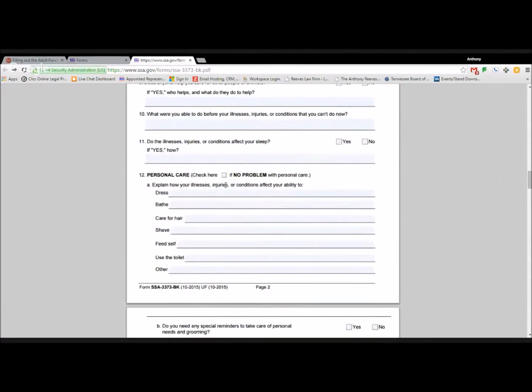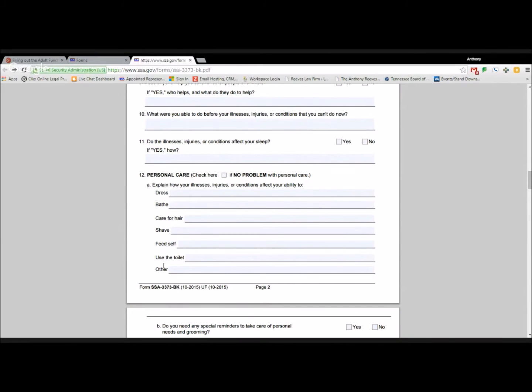Same thing here. Explain how your illness or injuries affect your ability to do these things. People, I know this sounds so mundane, and I know you're probably saying, why do they care about the way I dress or bathe? Think about it. If you have problems with your lower back, getting dressed may be a unique adventure. Where some people can get dressed standing up, you may need to sit down. Where some people can bathe without any problems, you may have to have a loved one help you.